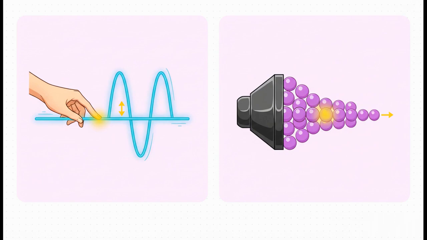Now, on the right, we have a longitudinal wave. Here, the particles oscillate parallel to the wave's direction, creating these squished up areas of compression and stretched out areas of rarefaction. Sound is the classic example of a longitudinal wave.